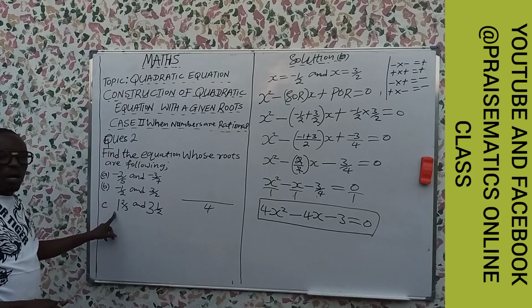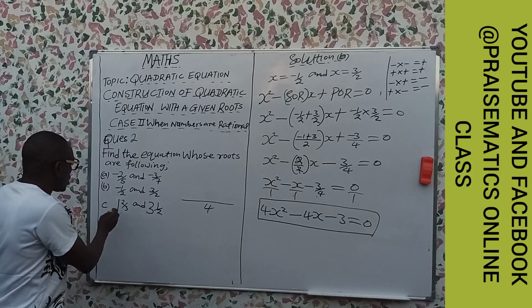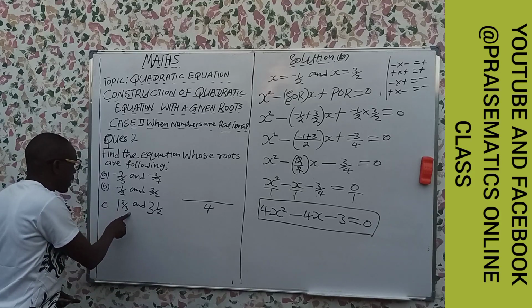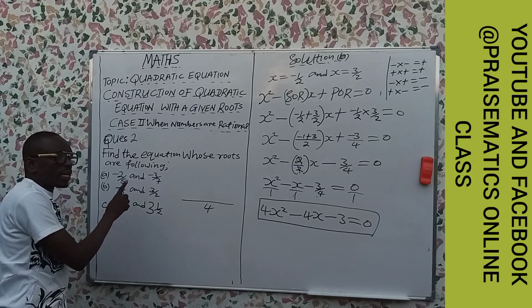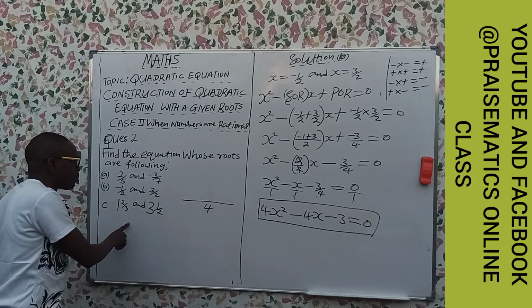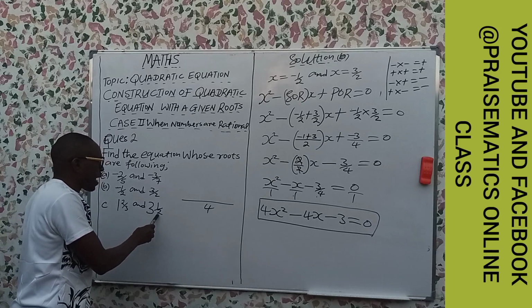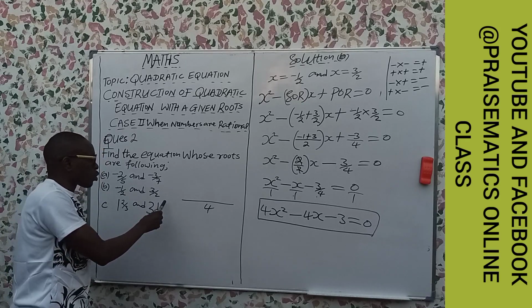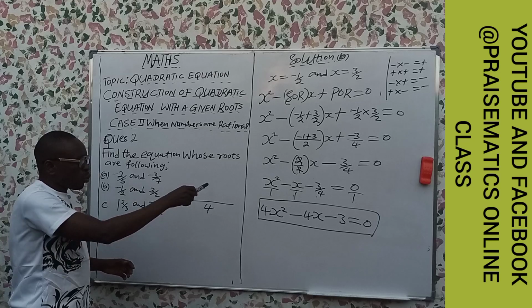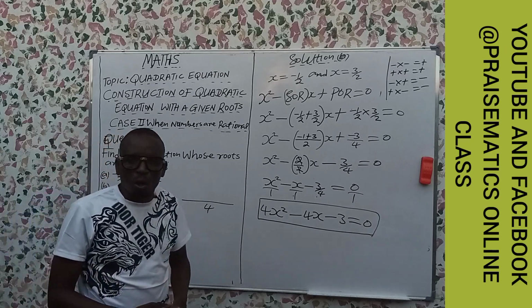Now C, you are going to solve on your own. Change this into a proper fraction. 1 times 3 plus 2 is 5 over 2. Here it is 3 times 2, 6, plus 1, that is 7 over 2. You now solve it and drop your answer in the comment section.